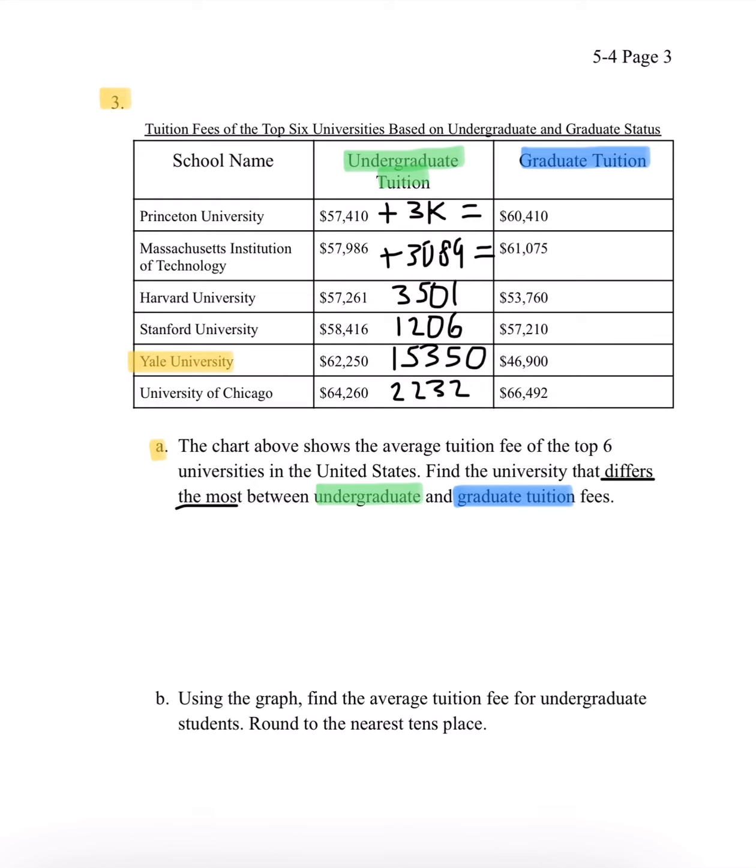Since Princeton is $3K, Massachusetts is $3,089, Harvard is $3,501, Stanford is $1,206, that's the lowest. Yale is $15,350, the highest, and University of Chicago is $2,232. So number A, our answer is going to be Yale University.